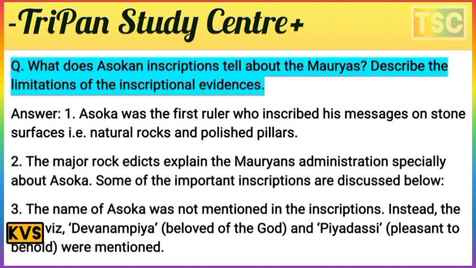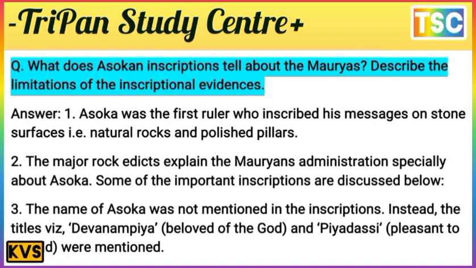The major rock edicts explain the Mauryan administration, especially about Ashoka, and some of the important inscriptions are discussed below here. You know that's important. The name of Ashoka was not mentioned in the inscription.